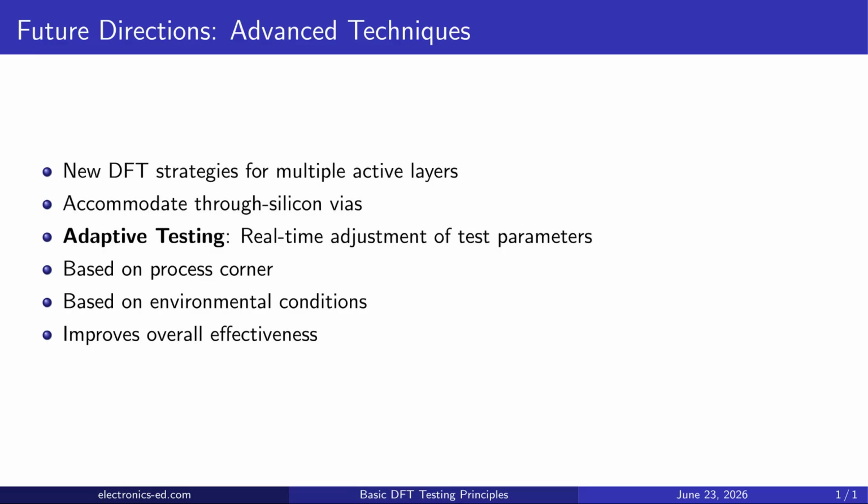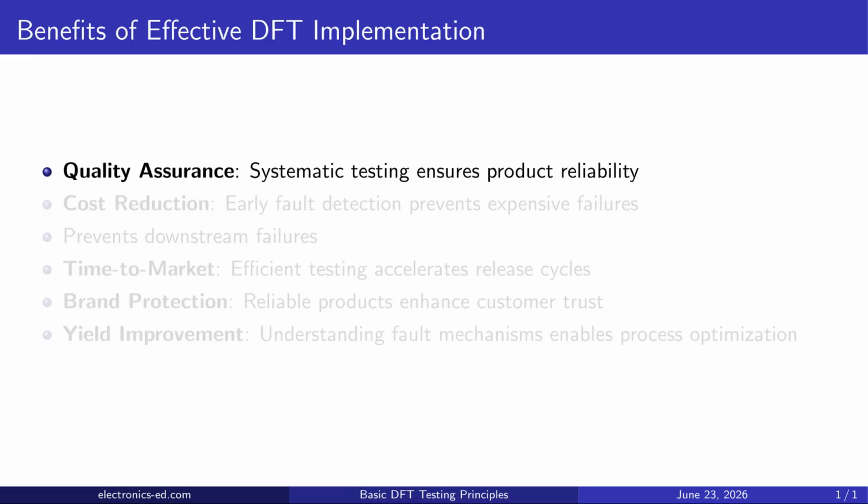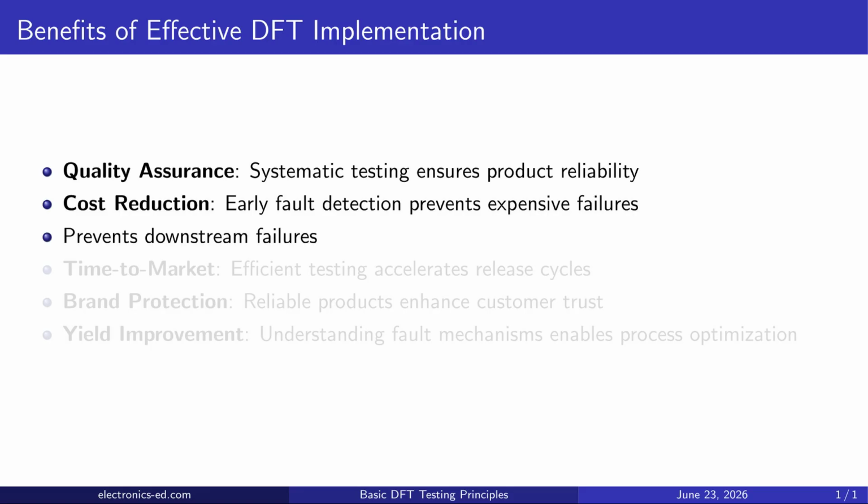Quality assurance is a major benefit, as systematic testing ensures product reliability. Cost reduction comes from early fault detection that prevents expensive failures. It also prevents failures from propagating downstream.